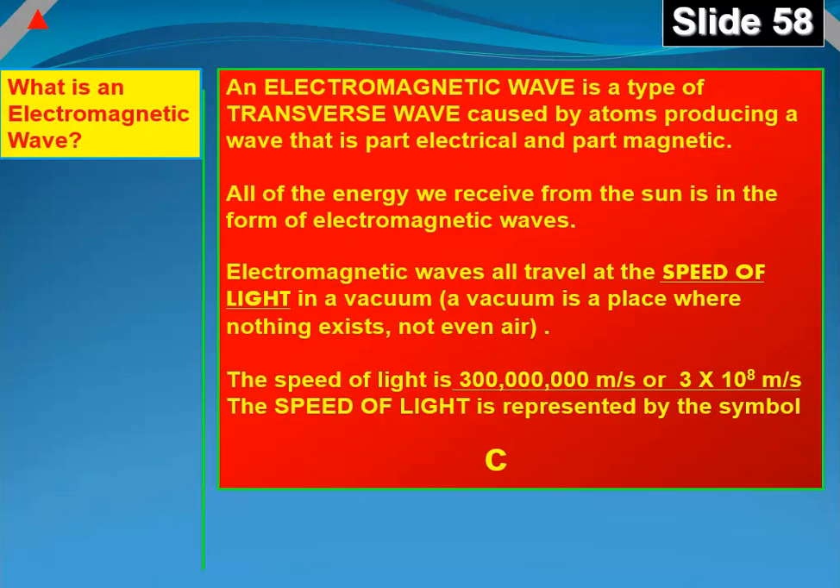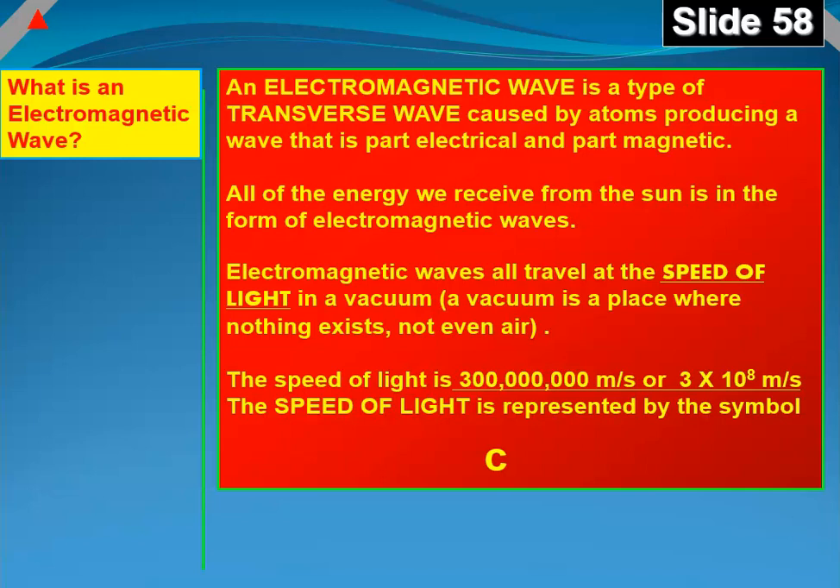So what is an electromagnetic wave? An electromagnetic wave is a type of transverse wave. So it is one of those roller coaster type waves. It's a type of transverse wave caused by atoms producing a wave that is part electrical and part magnetic. All of the energy we receive from the sun is in the form of electromagnetic waves. Therefore, electromagnetic waves include both light and heat. So all of the light we see, or even light that doesn't come from the sun, that comes from lights in the classroom, for example, are electromagnetic waves.